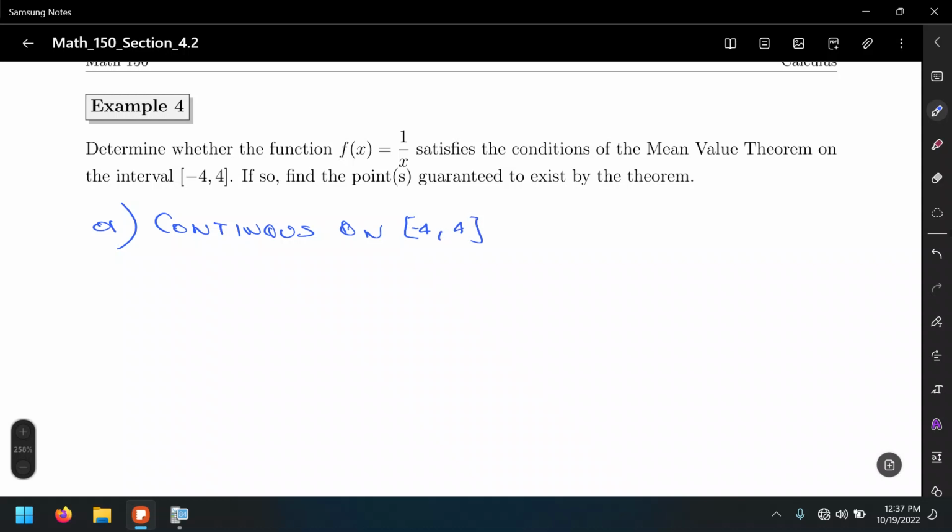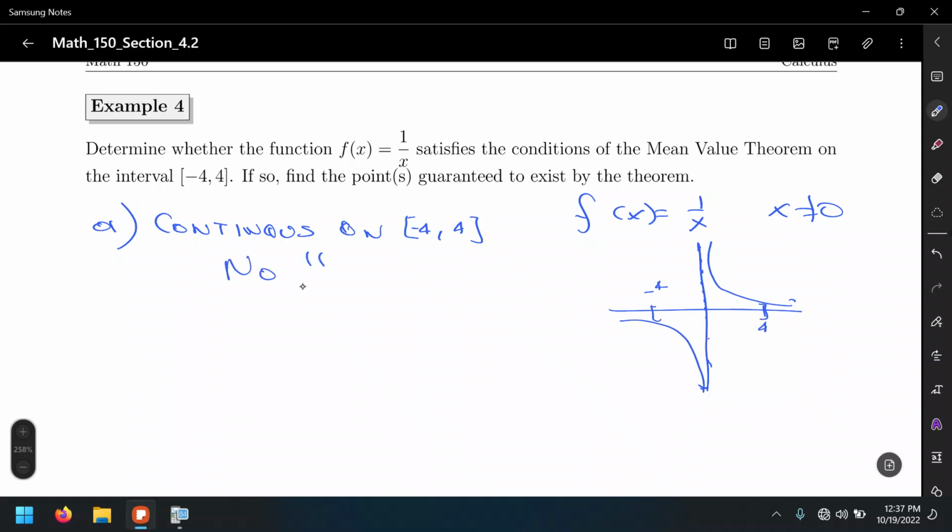Yes? No. What's the domain of f of x equals 1 over x? Isn't it that x cannot be equal to 0? Or graphically, we have a vertical asymptote between negative 4 and 4, alright? So, no. This means the mean value theorem does not apply.